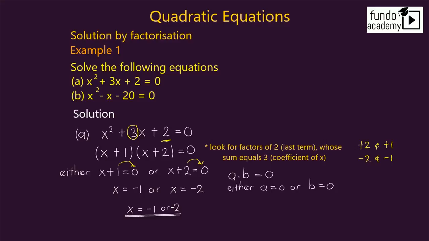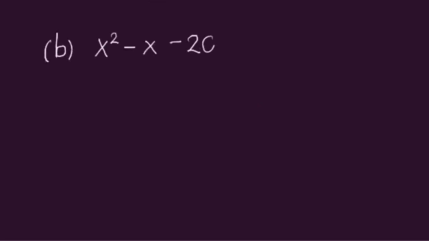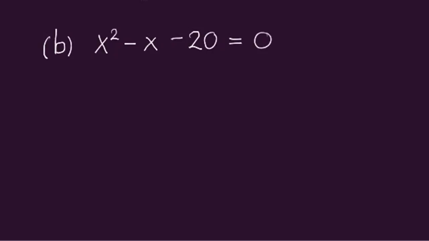Maybe you'd want to attempt part B by yourself, so I'll give you a few minutes to do that. You can pause the video from this moment. Alright, let's look at part B. We have x squared minus x minus 20 is equal to 0.